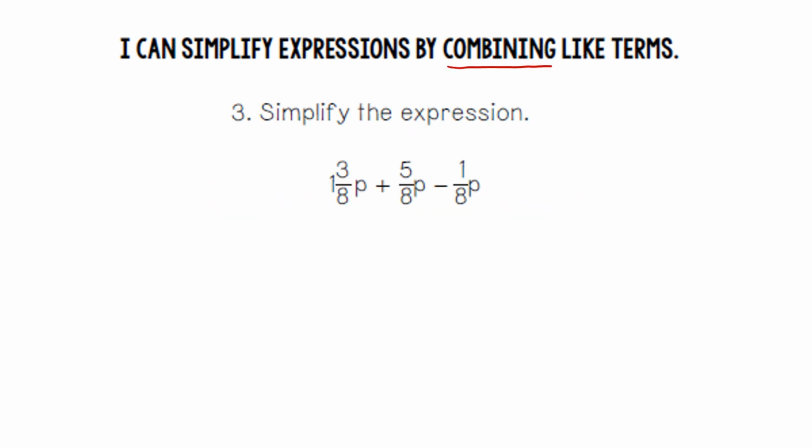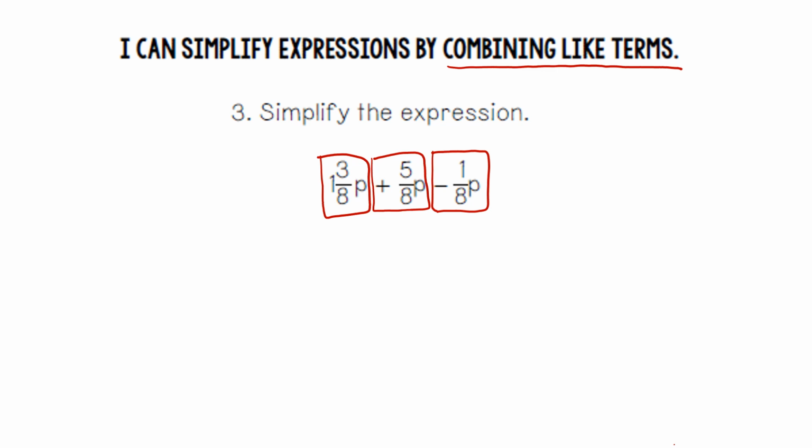For number 3, still working on combining like terms. All of these have the variable p, and so we can combine the 1 3/8, the 5/8, and the minus 1/8 because they all share the same letter. Now, when you combine your like terms, you can use a calculator to help you.